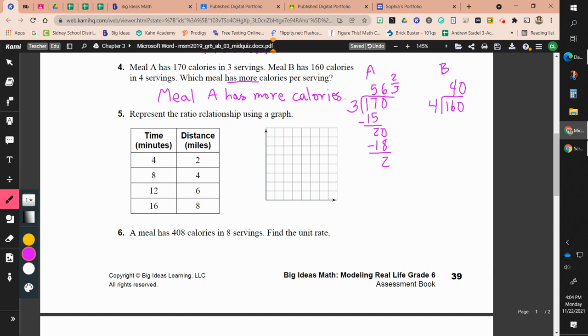Now, it says to represent this ratio relationship using a graph. So we can remember that this is our x values and this is our y values, and that time needs to go along the bottom. Don't forget that important detail. Time in minutes for this case. Don't leave your axes blank. They need to be labeled. And then distance here.